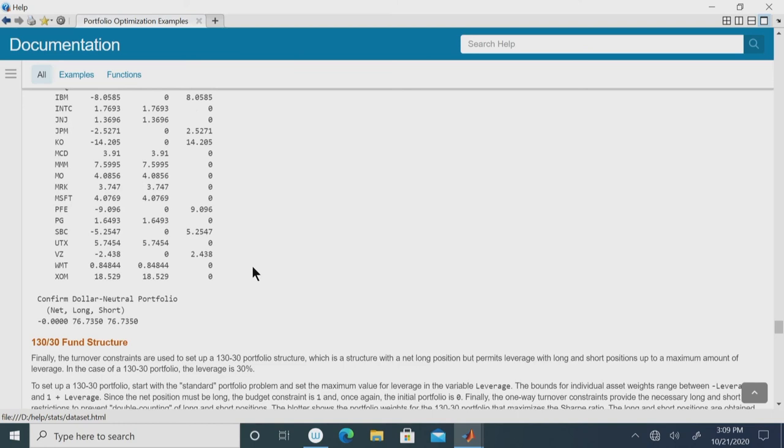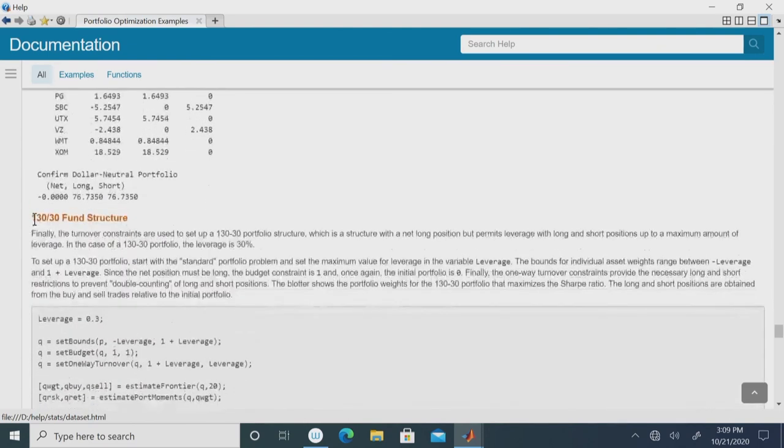Okay, so let us now come to the second example of hedge fund strategies, and this is what is known as the 130-30 fund scheme. Just like dollar neutral, the name itself in the case of the 130-30 fund structure suggests that it is going to involve some sort of a proportion of 130 and 30, and since 130 is a larger number and 130 minus 30 is equal to 100, you can immediately guess that it is a structure where you have a net long position, but you can get into short positions. In this case your long position is 130 and your short position is 30.